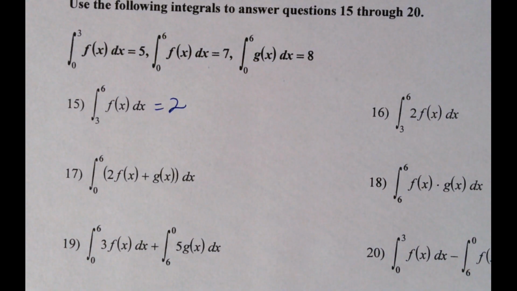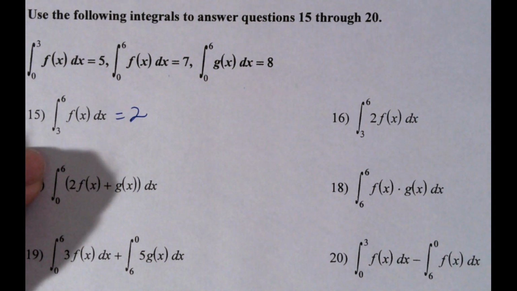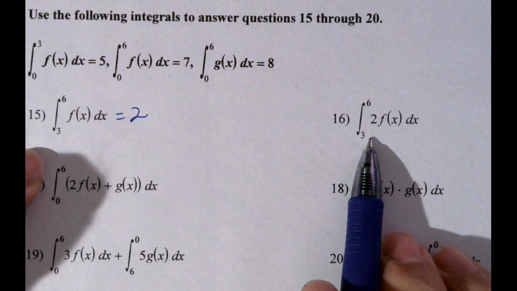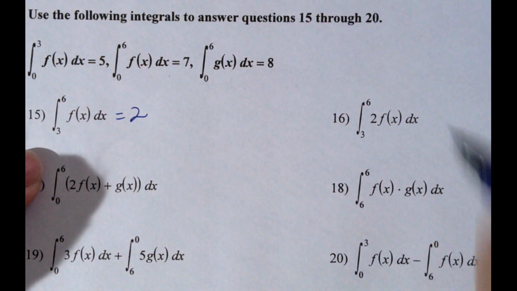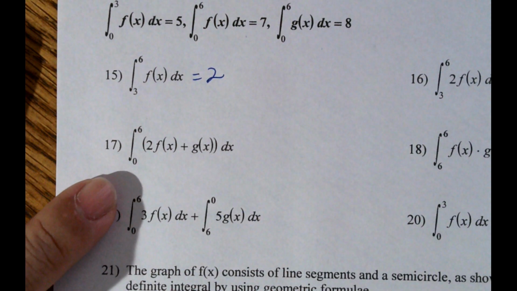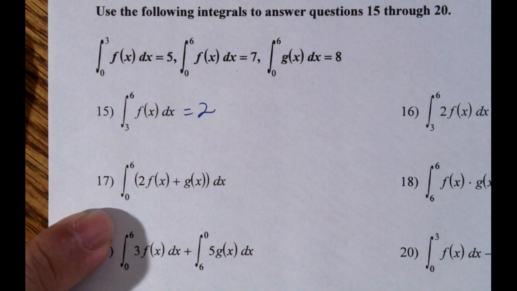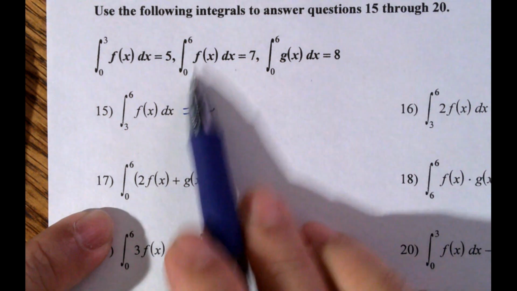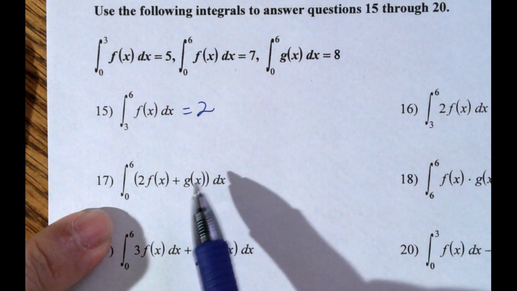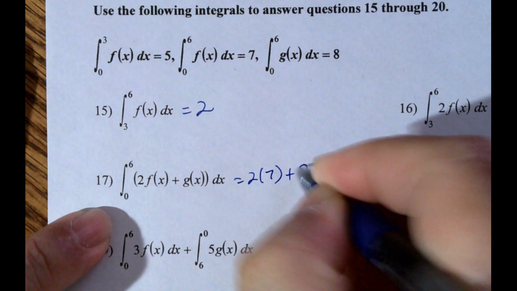All right, move on. We just found 3 to 6. Now there's a 2 in front of it in number 16, so just 2 times 2, which is 4. And here, 0 to 6 of twice f of x plus g of x. So since they both have 0 to 6, you're just going to do 2 times 7 plus 8, which is 22.